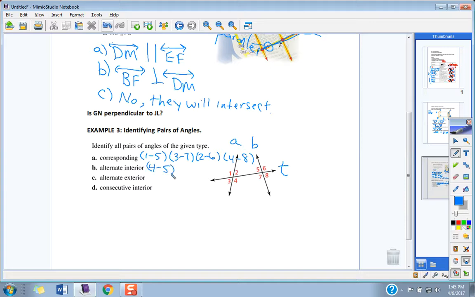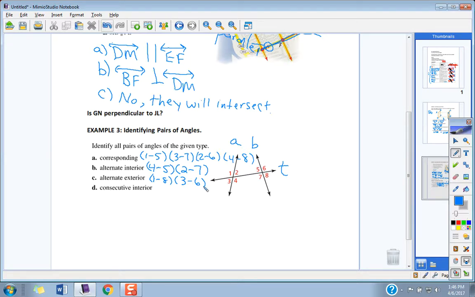Yep. Okay, alternate exterior. Raise your hand, please. 1 and 8. And then what was the other pair? 3 and 6. Okay. And then last one, and this is the one that I worry about.